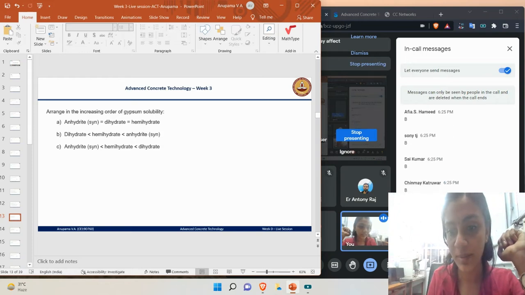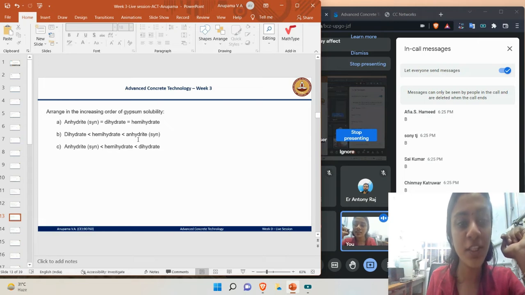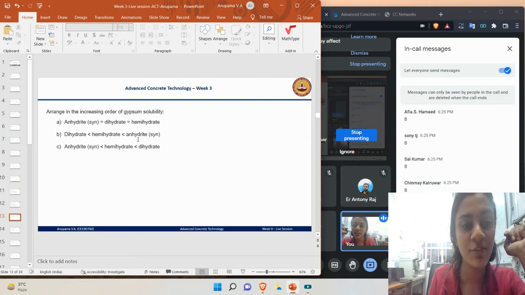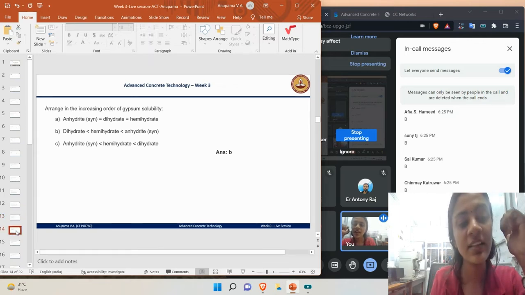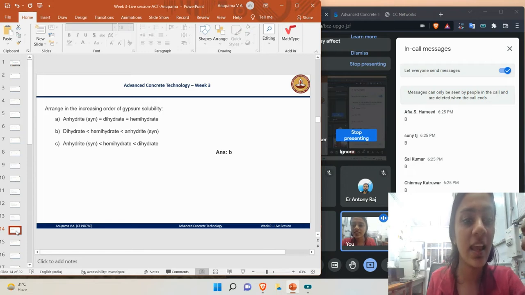I got A and B both as correct answers. It's not A, definitely, because option A states that the dihydrate, anhydrate and hemihydrate forms all have the same solubility, which is not true. The correct answer is B: dihydrate has the least solubility, the synthetic anhydrate has the highest solubility, and hemihydrate takes the middle ground. So anhydrate is higher than hemihydrate, which is higher than dihydrate, which is option B.